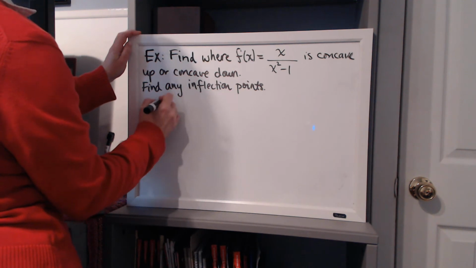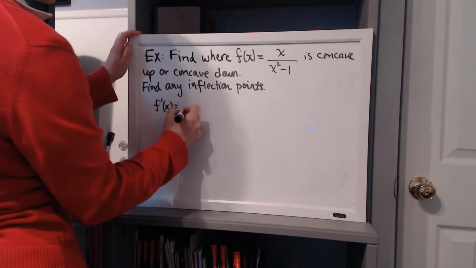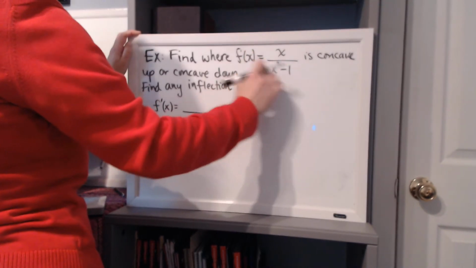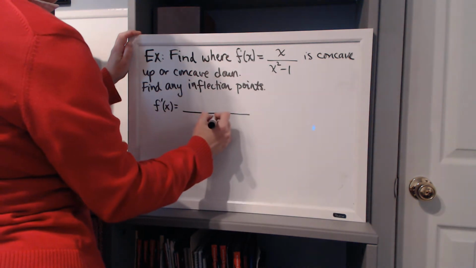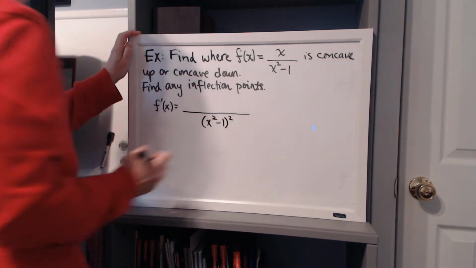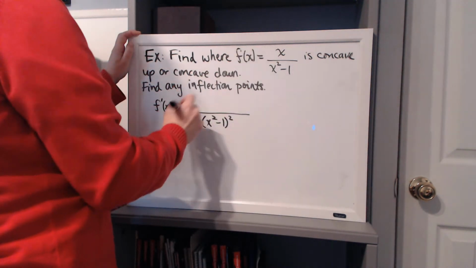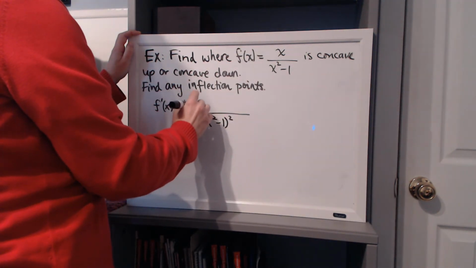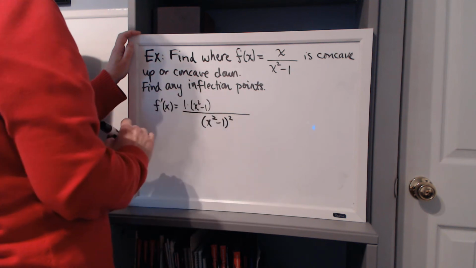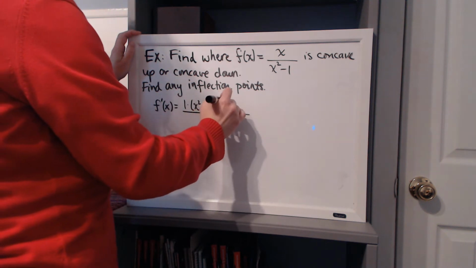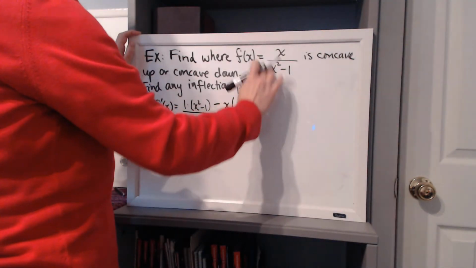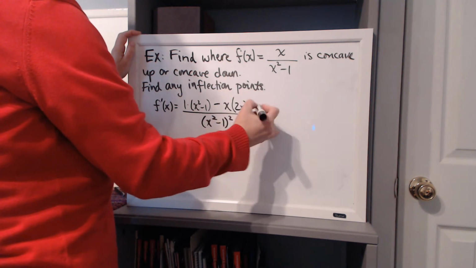And for the first derivative, we're going to have to use the quotient rule. We're going to square the denominator, so it's going to give us x squared minus 1 quantity squared. And then in the numerator, we're going to have the derivative of the top, so that's 1 times the denominator, x squared minus 1, minus x times the derivative of x squared minus 1, so that's 2x.